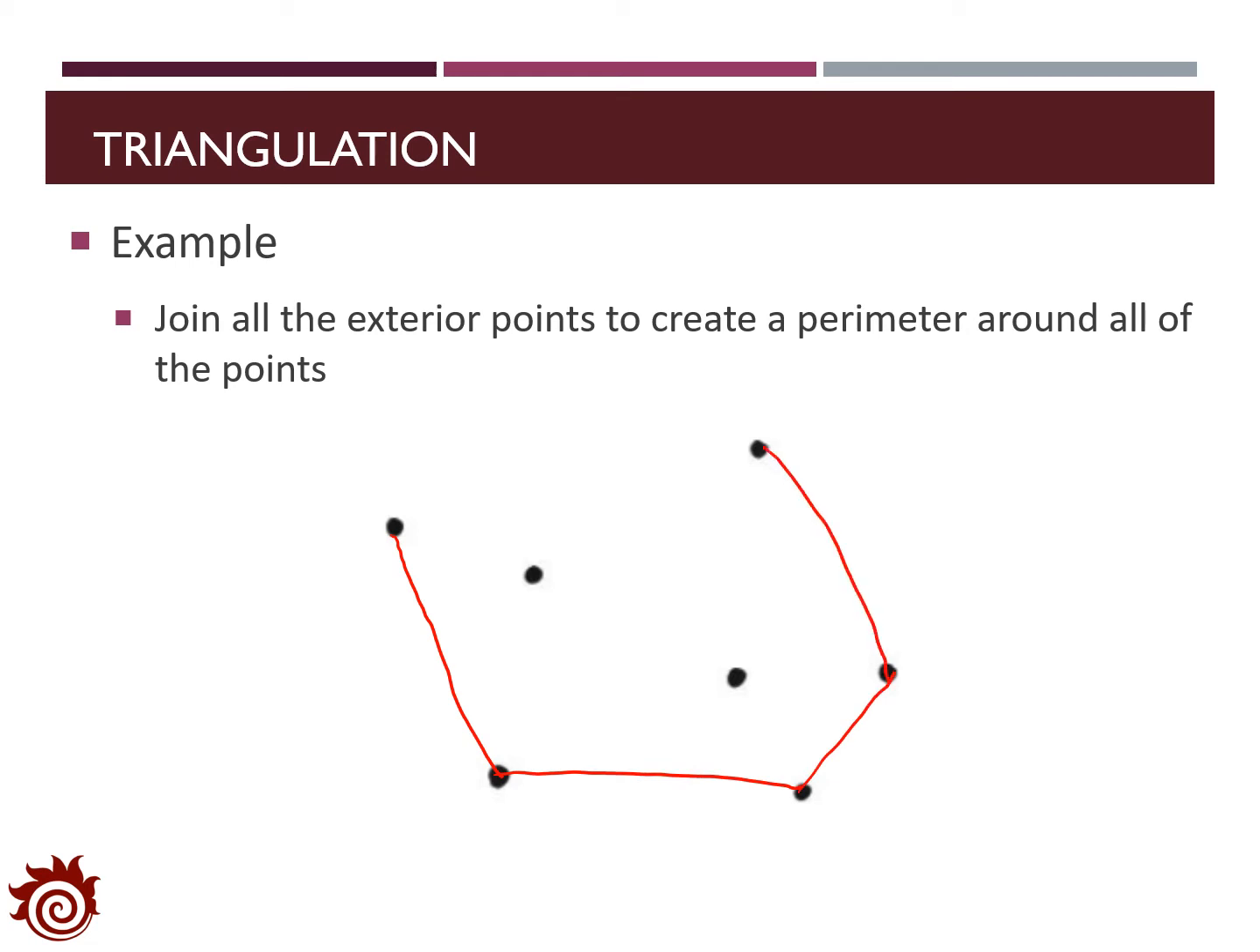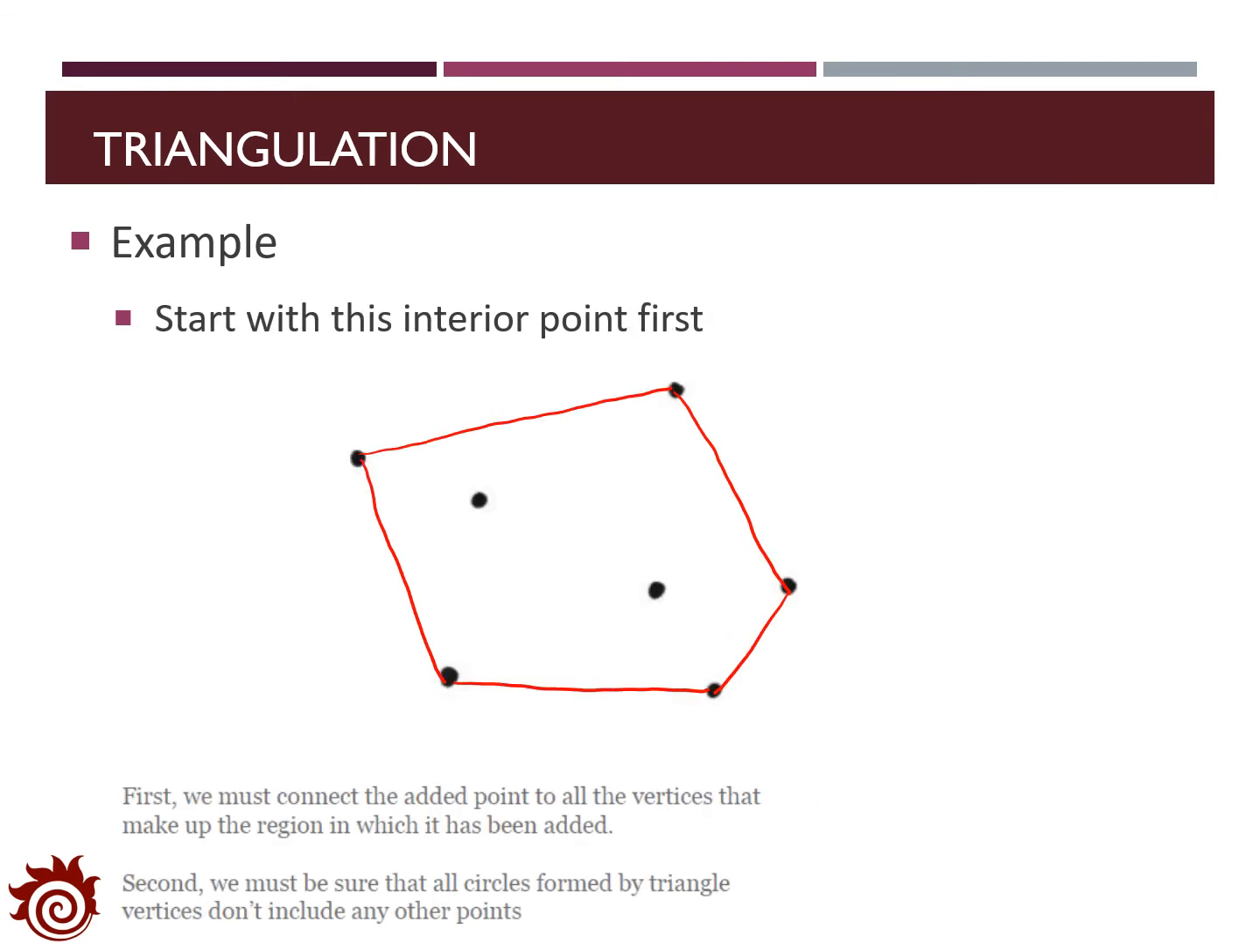With that, we will finish the first step. Then we will need to add the interior points to the parameters. We will start with the point here. First, we must connect the added point to all the vertices. So we will have the interior lines. And then we must check whether the circle formed by the triangle vertices does not include any other points, except this one.